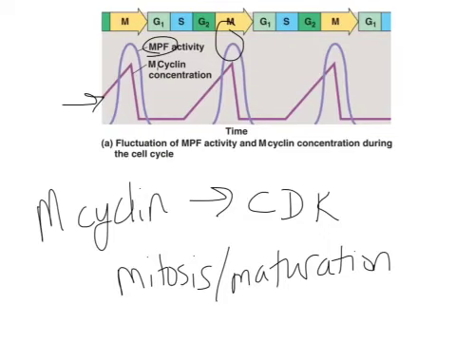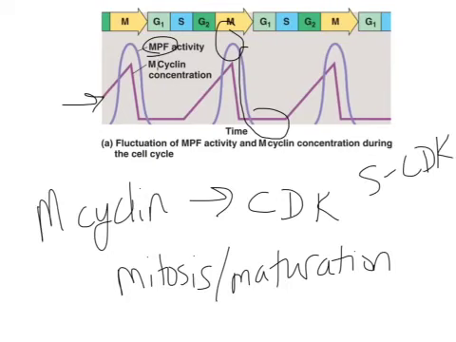It's then able to phosphorylate target proteins at this particular point, and this is going to promote the actual events of mitosis. You can see that the M-cyclin gets degraded, and its concentration lowers significantly when it is not time to activate that MPF. Remember, it's not the CDK that gets broken down, it's the actual cyclin.